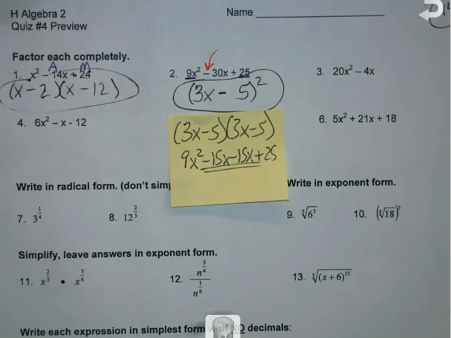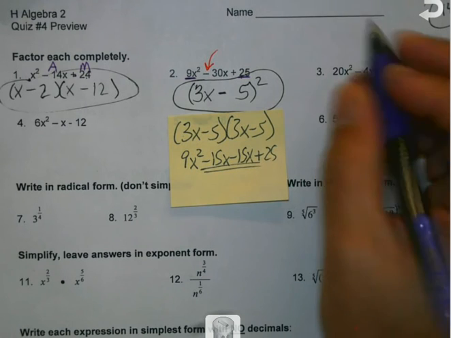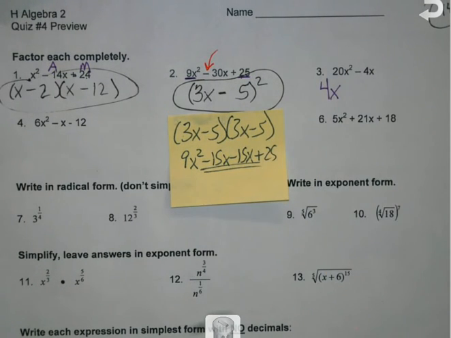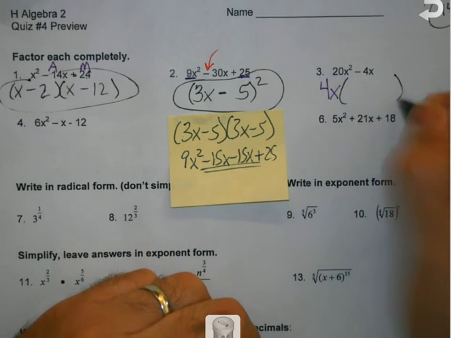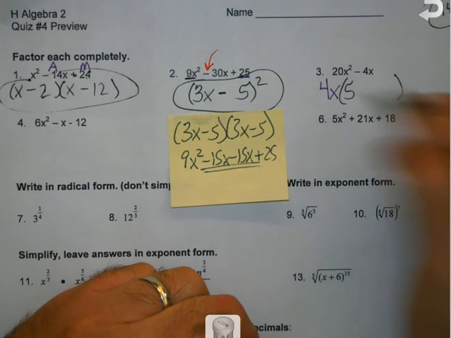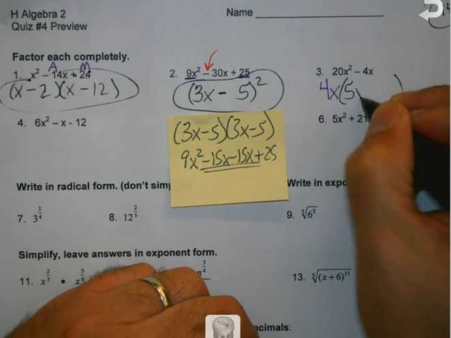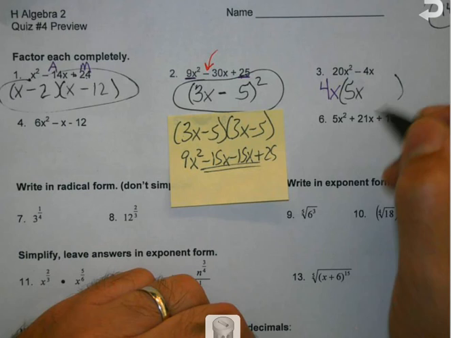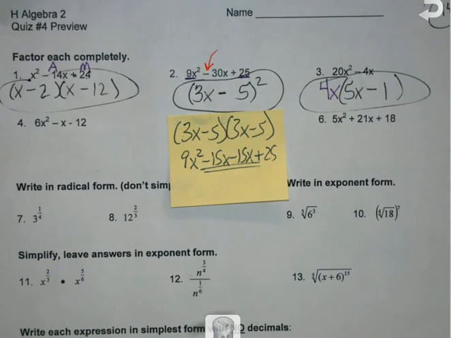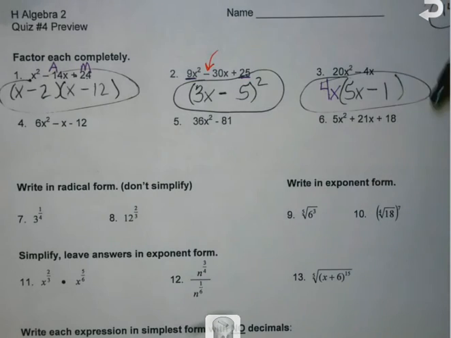Okay. Number 3. Ooh, the golden rule finally comes into play. What do these two terms have in common? They both have a 4. They both have an x. At this point, I'm trying to figure out, what's left over that I could work with. 4 times what gets me to 20? 5. X times what gets me to x squared? X. And 4x times what gets me to 4x? 1, and that's as far as I can go. Now, I always want to look and make sure I can't factor what's in the parentheses, but a lot of times that's not going to be the case. So I get up to 4.